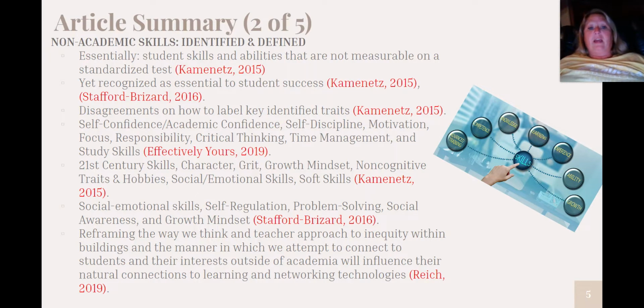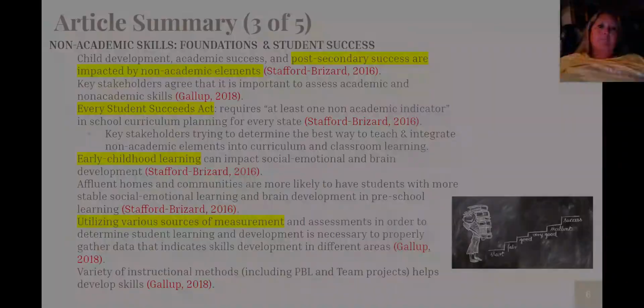There's disagreements on how to label key identified traits, and through several of the articles I read, you can see there's lists there of all these different ways to define non-academic skills. I'm not going to read them all. You can pause and read them if I'm going too quick.